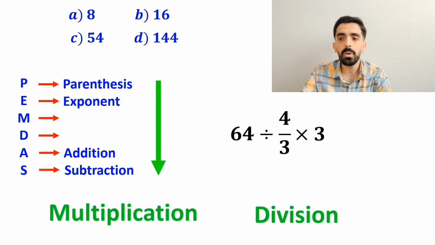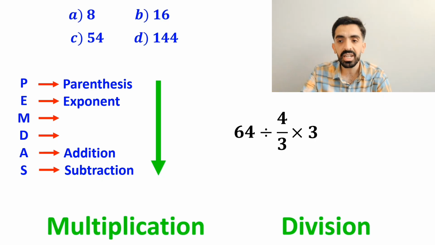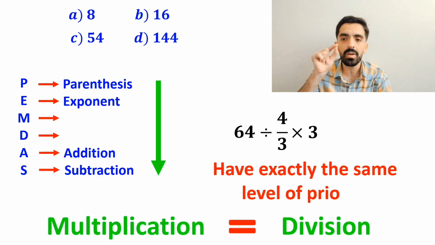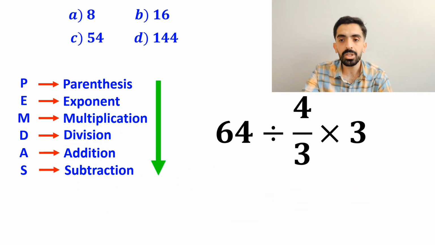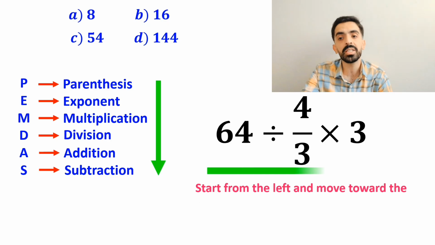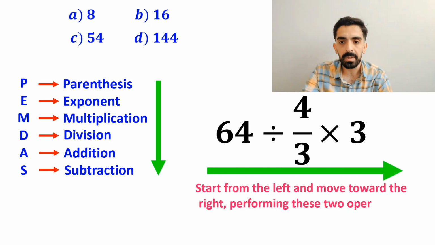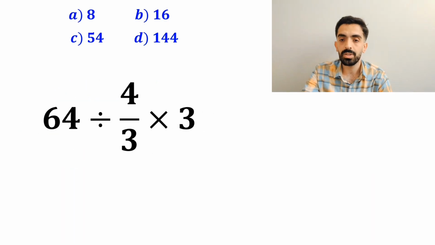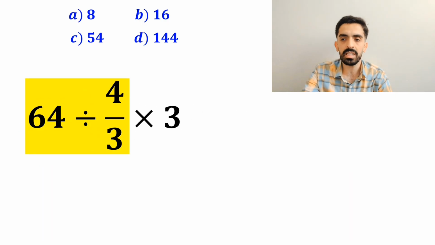However, it's very important to note that multiplication and division have exactly the same level of priority in the PEMDAS rule. In this situation, the best approach is to start from the left and move toward the right, performing these two operations in order. So, we start with the expression 64 divided by 4 over 3.